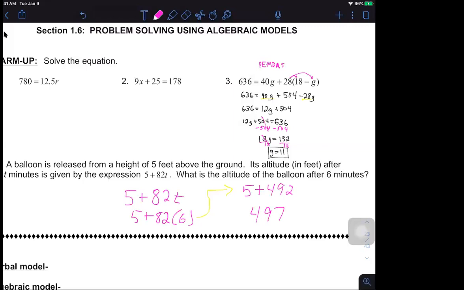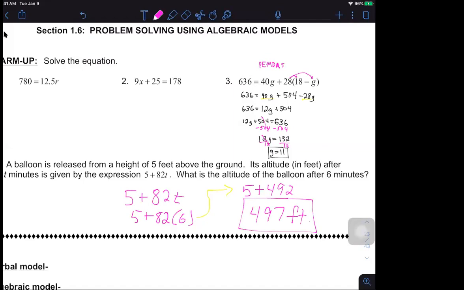And then we want to think about altitude. Altitude is being measured. In this case, is it going to be in seconds, minutes, feet, meters, miles? What's altitude measured in? Feet. Awesome. And that's it.